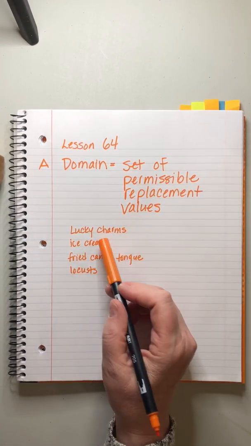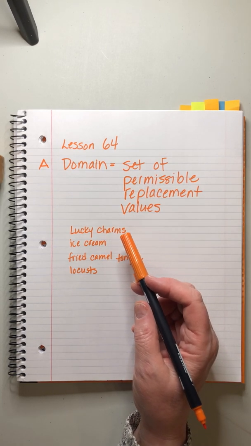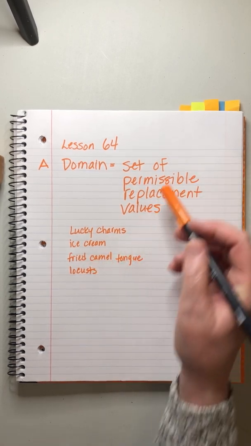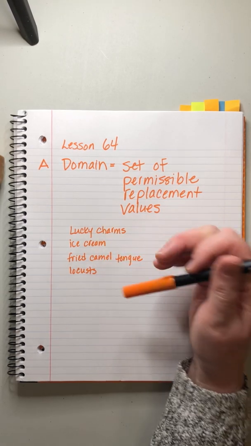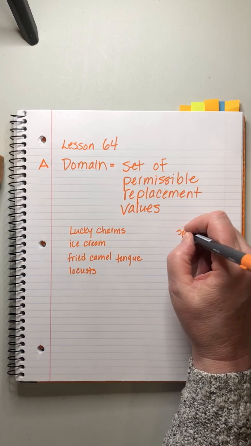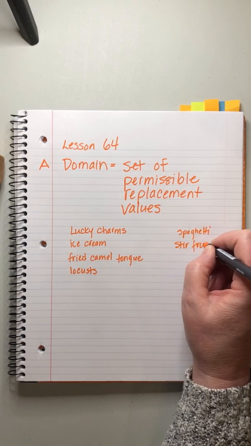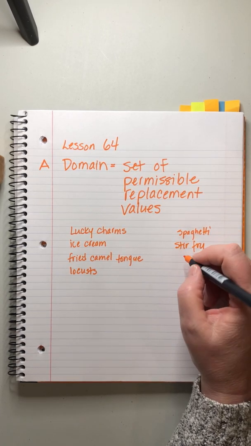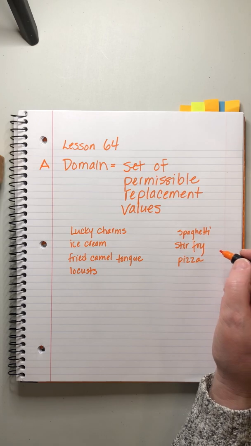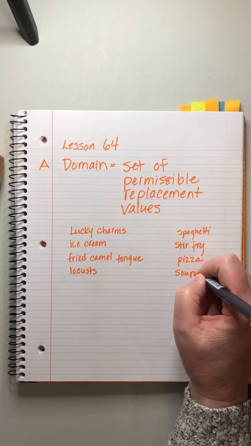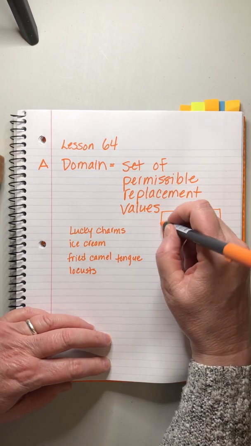All right, Lucky Charms and ice cream are lovely. They have their virtues, but they're not something that in our family we would have for dinner. They're not in the set of permissible replacement values for our dinner menu, okay? What we would choose from is something like spaghetti, or we have a lot of stir fry. Every Friday we have pizza. Pizza party Friday night, you better believe it. What did we have tonight? Oh, we have a lot of super stews. Okay? These are what we consider to be within the domain of our dinner menu.